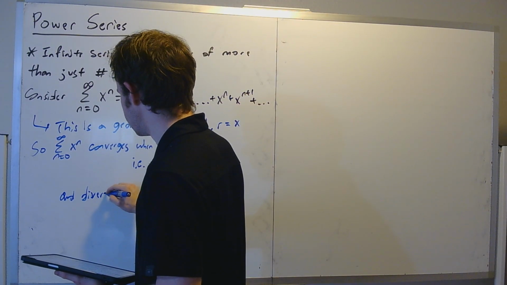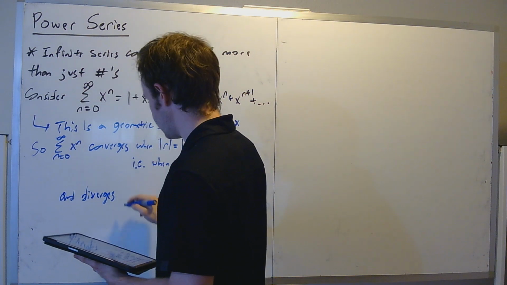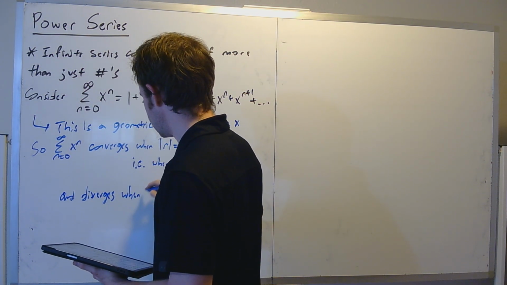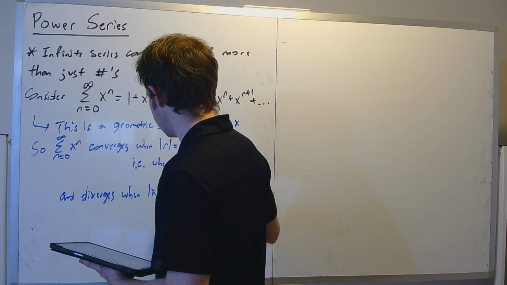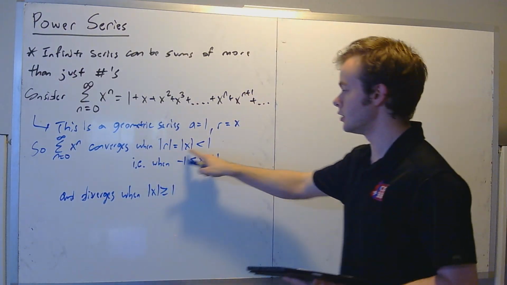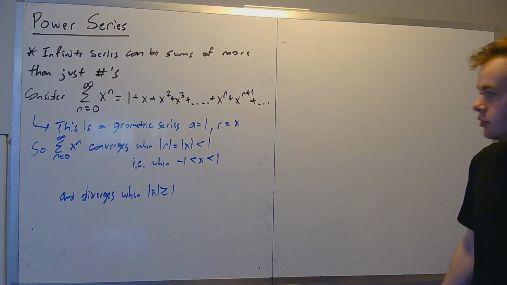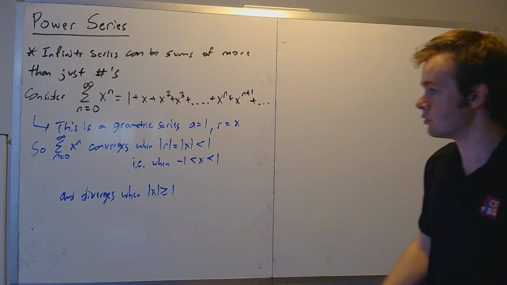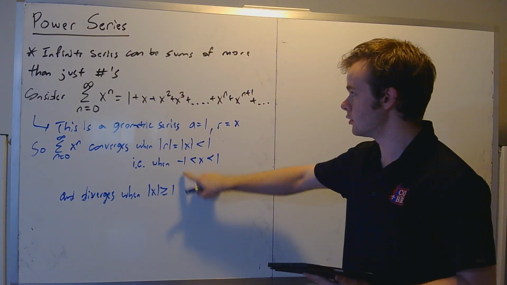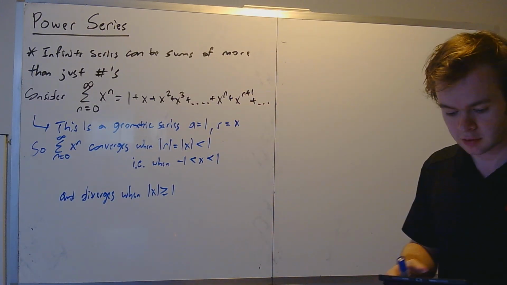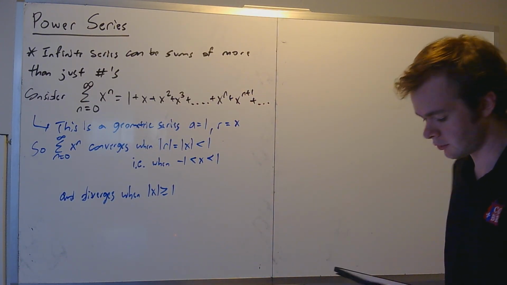And it diverges when the absolute value of x is greater than or equal to 1, because that would mean that the absolute value of r is greater than or equal to 1, and it's a geometric series. Okay, so we've actually figured out when this series is going to converge and diverge, and it depends on x.